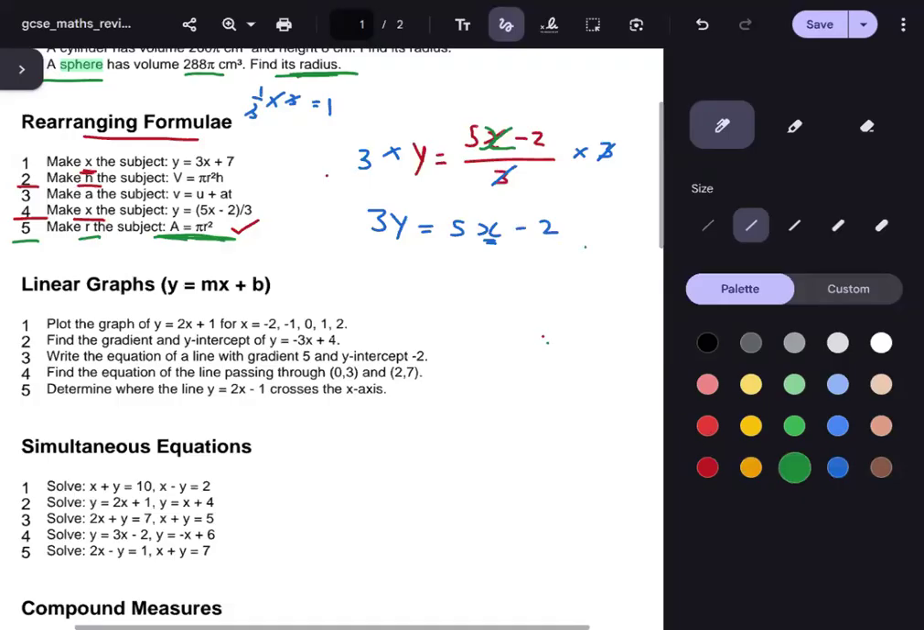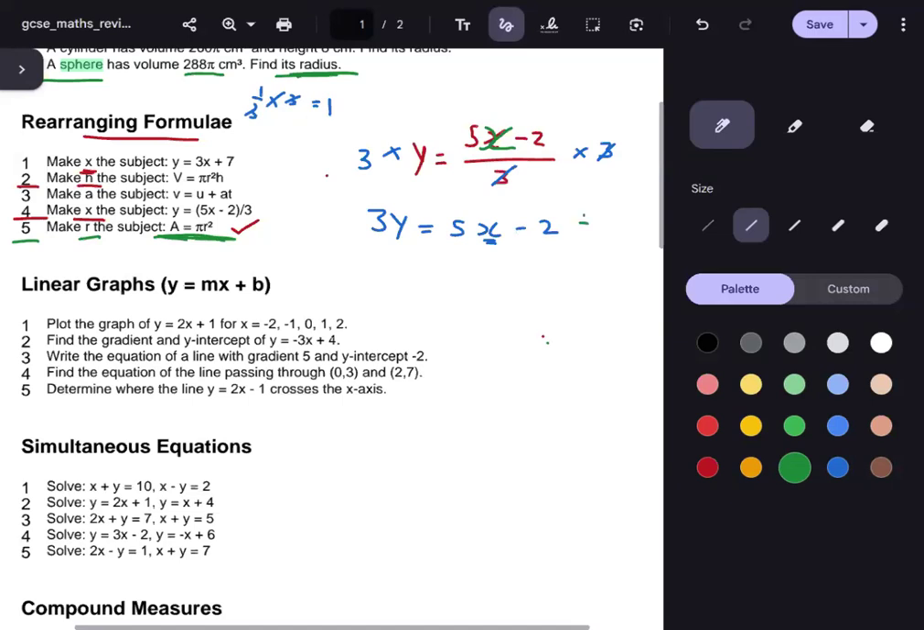What do you do? You plus 2, because minus 2 plus 2 will give us 0. So we can get rid of the minus 2 and we'll have 5x alone. Then you can divide by 5 and you'll get x alone.